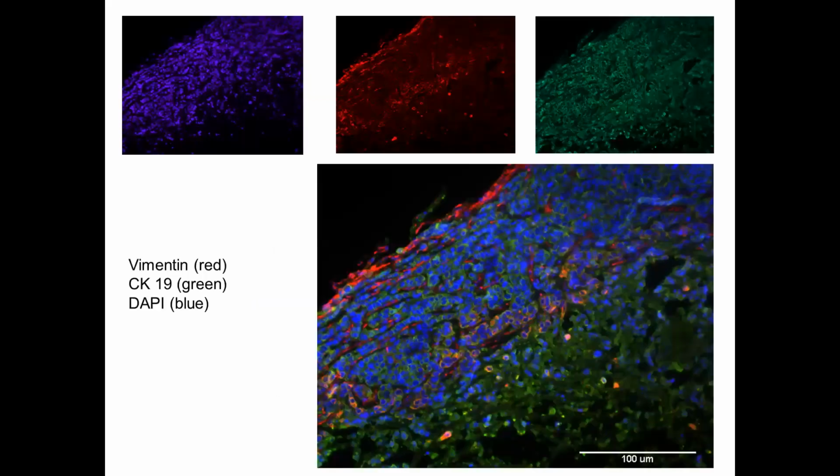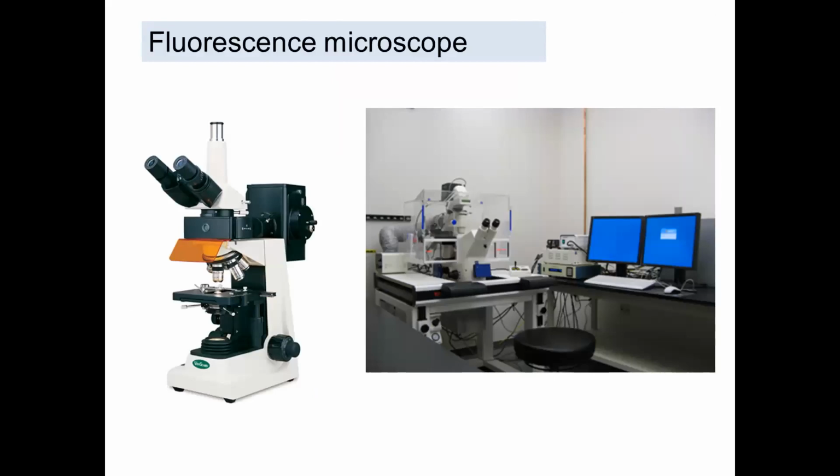These are some fluorescence micrographs which have been taken of a breast cancer tissue. Certain proteins called vimentin, CK19, and the DAPI are stained in red, green, and blue, and you can see how it looks under a fluorescent microscope. This is a picture showing you the fluorescence microscope. This can again be a digital microscope attached to a computer, and you use different filters to irradiate the specimen with different colored lights.